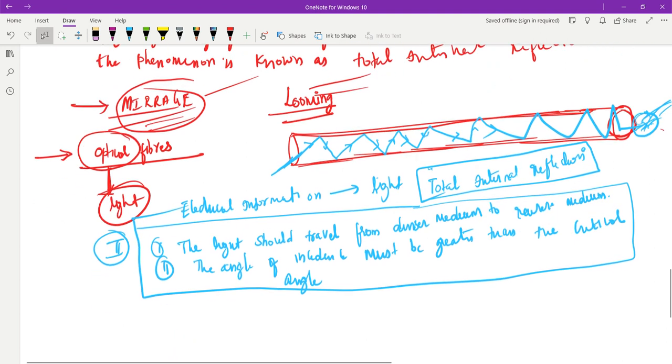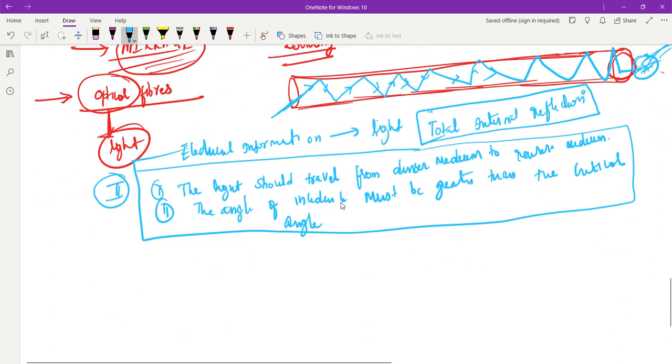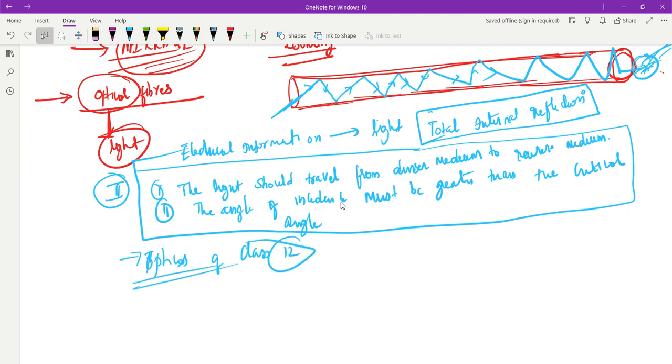There are many applications of total internal reflection. If you want to see them, just read the optics chapter of class 12, many applications of optical fibers. In the next class we will explain what the optical fiber is and how it actually works. I have just given a brief introduction to how an optical fiber works in general, but there are many technical terms to be explained, which we will see in the next class.